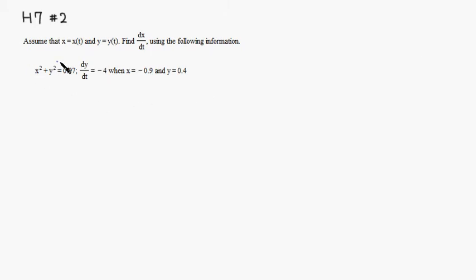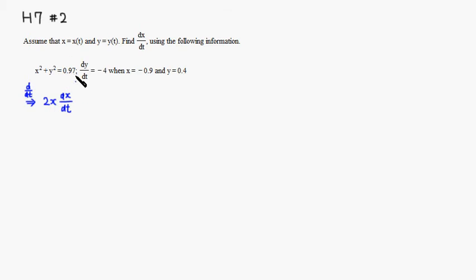So let's start with this equation. Since we're looking for dx over dt, we have to take the derivative with respect to t. Let's take the derivative of x squared. The derivative of x squared would be 2x, but since we're taking a derivative with respect to a different letter, we have to multiply by dx over dt, which is good news because we're looking for that.